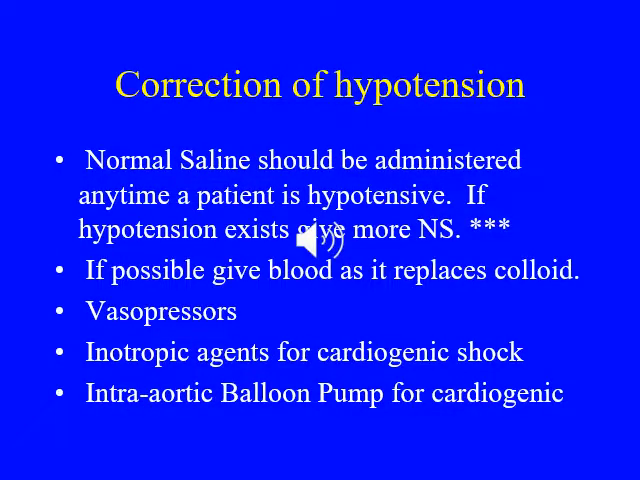So how can we maintain mean arterial blood pressure and correct the hypotension? This should be done by intravenous fluid, normal saline. Give normal saline to any hypotensive patient. And if the hypotension persists, we have to give more intravenous fluids, except in patients with cardiogenic shock.